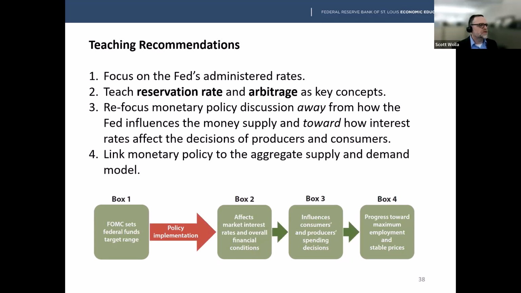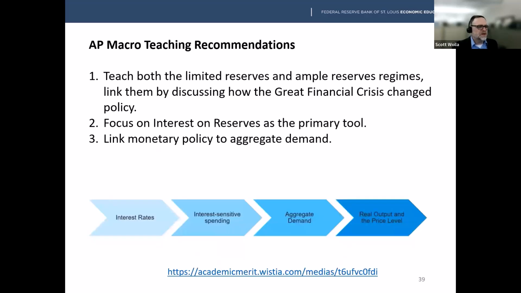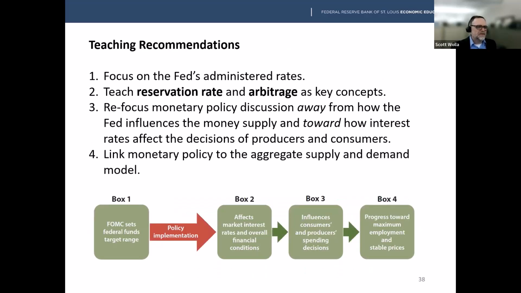Number 3, refocus monetary policy decisions away from how the Fed influences the money supply and toward how interest rates affect the decisions of producers and consumers. The next slide is actually for AP teachers who still have a lot of money supply models in their teaching. This is what we tell professors. I actually go back with the, sorry.